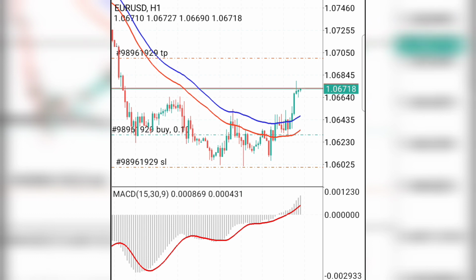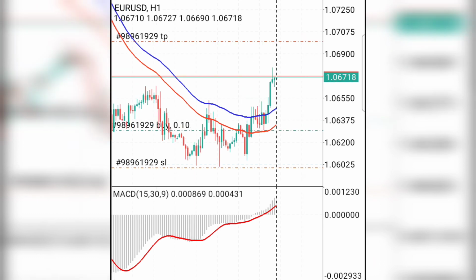If you are trading price action, you don't need to complicate your trading. You don't need to put too many indicators. You don't even need an indicator, right? But for those of you who are beginners, it's advisable to just apply one or two indicators. And that way, you will be able to see clearly what the market is doing, right?